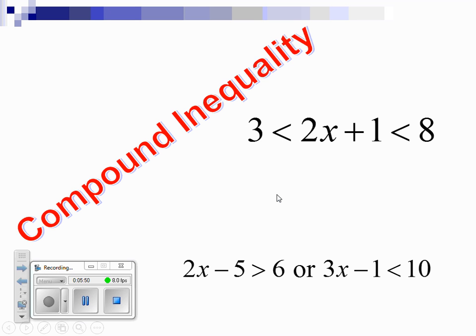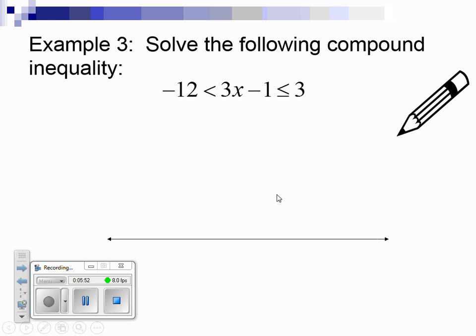Okay, so let's go ahead and do a couple of these examples. So again, taking notes on this, solve the following inequality. Now this says -12 is less than 3x minus 1, which is less than or equal to 3. Now some people like to break this apart, and you can see that there's two separate inequalities here. Okay, and so that's really what it says.